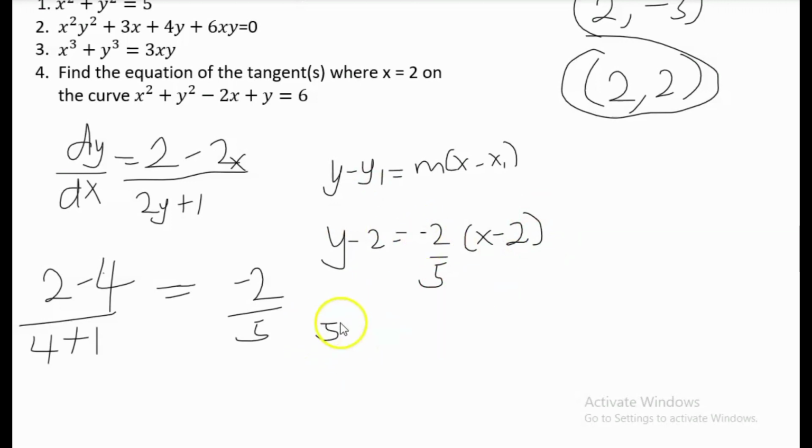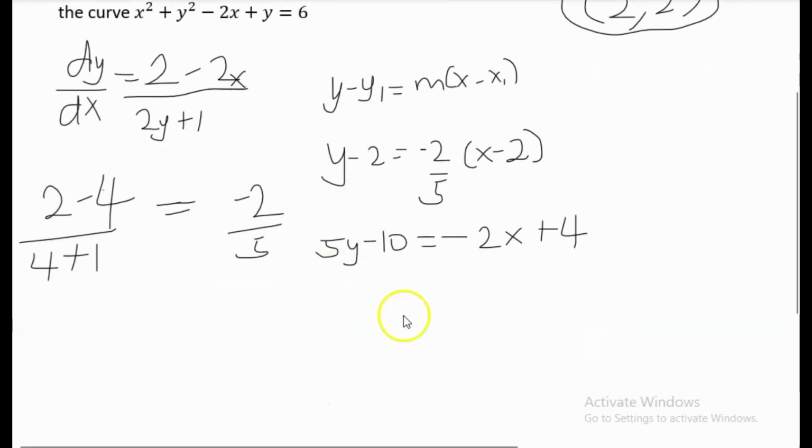So that will be 5y minus 10 equal to, now we just have minus 2 here because 5 multiplies this. So we have negative 2 here. So that will be negative 2 multiplied by x, that will be negative 2x. Negative 2 multiplied by negative 2 will be plus 4.